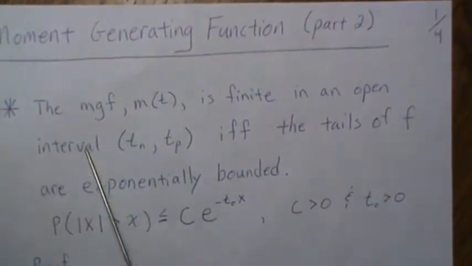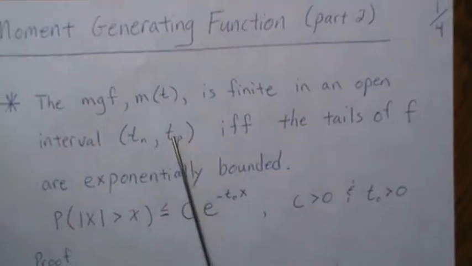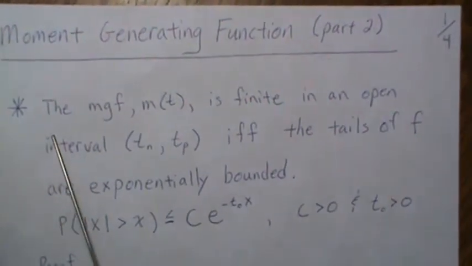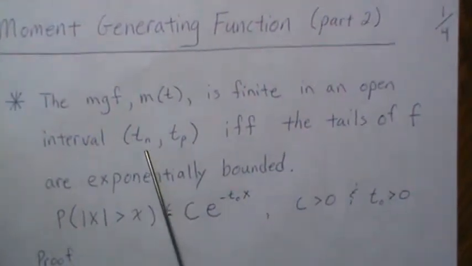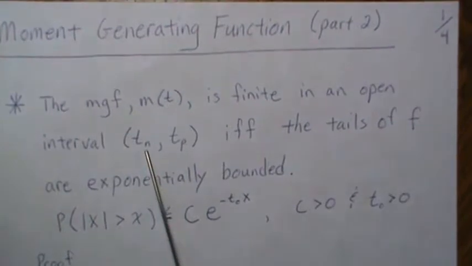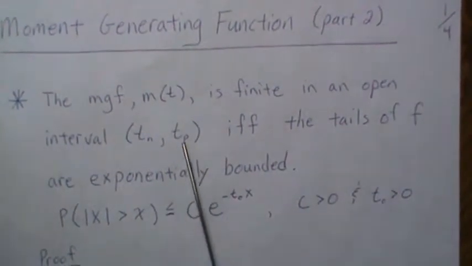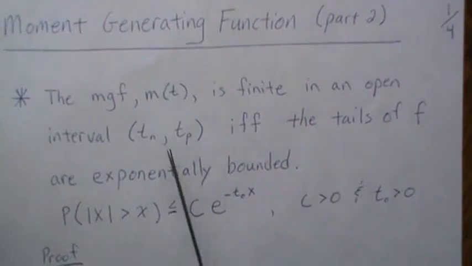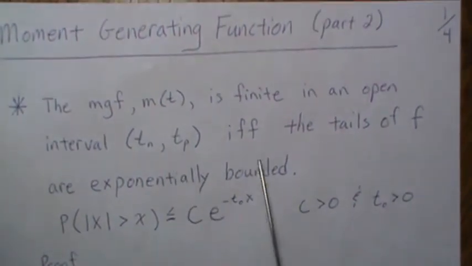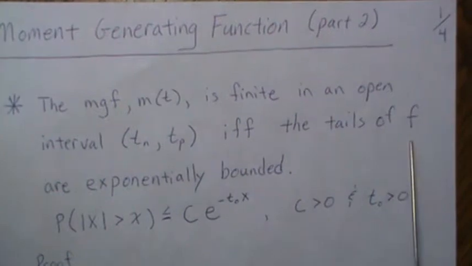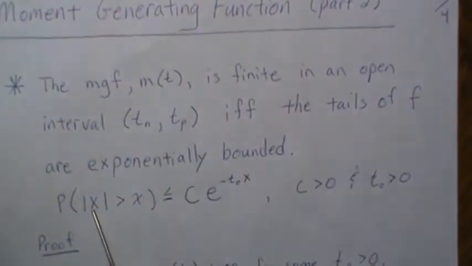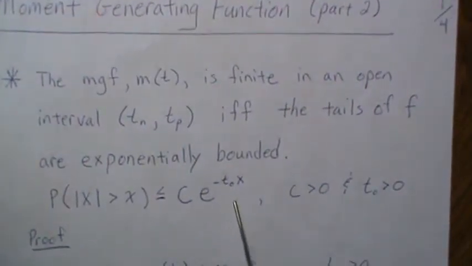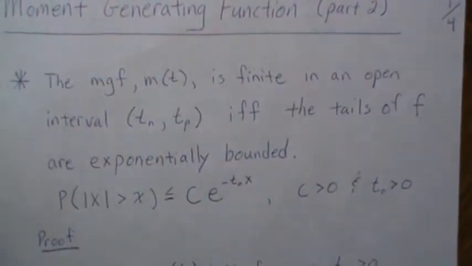So if we have a moment generating function, or let me rephrase that, these two statements are equivalent. The moment generating function is finite in an open interval -t_n to t_p. Now n means that this is a negative number and p means this is a positive number. So this is an interval that captures 0. This is true if and only if the tails of F are exponentially bounded. And what that means is the probability of being greater than some x is less than or equal to an exponential function, where c is positive and t0 is positive.